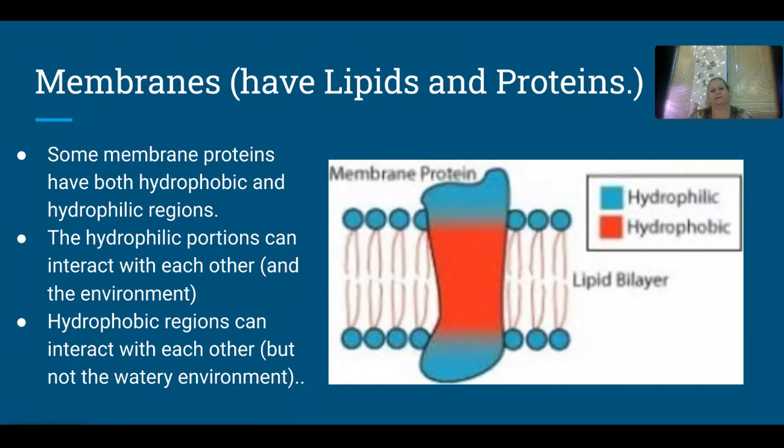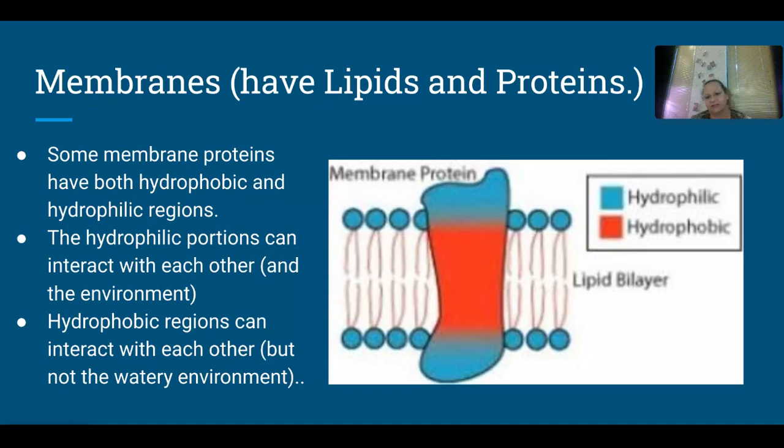So why am I making a big deal about the fact that we've got hydrophobic and hydrophilic sections? The thing is that membranes not only have these lipids, but they also have proteins. And remember we talked about how the amino acids could be hydrophobic or hydrophilic? Well, when you fold the protein, it's going to tend to have the hydrophilic sections to the outside so that they can interact with that watery environment, because hydrophilic is water loving. Hydrophobic sections tend to stay together inside.